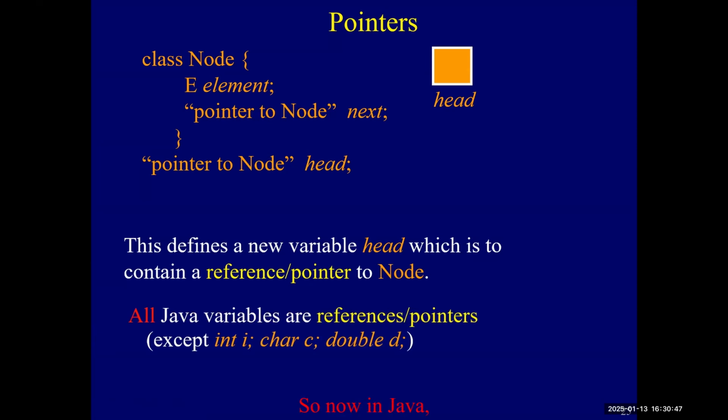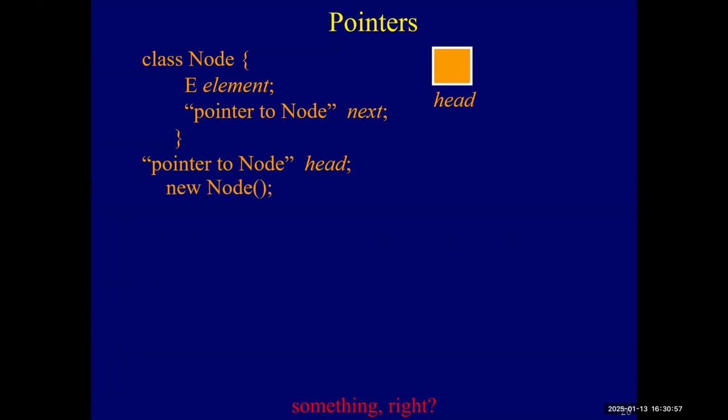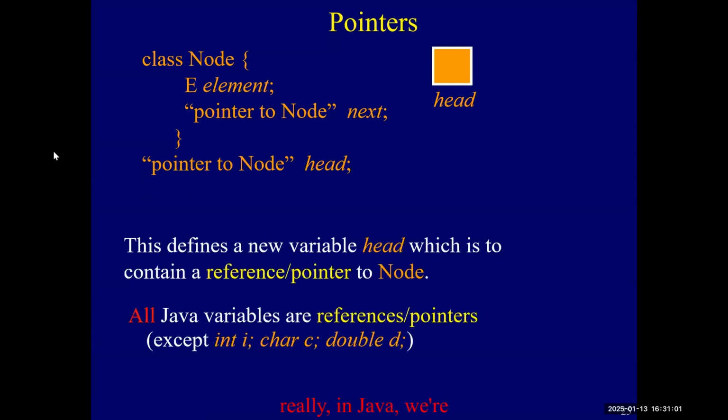So now in Java, this is where I was getting confused, right? In Java, all variables are of type pointer to something, right? So really, in Java, we're going to say this later. You just say node here, right?